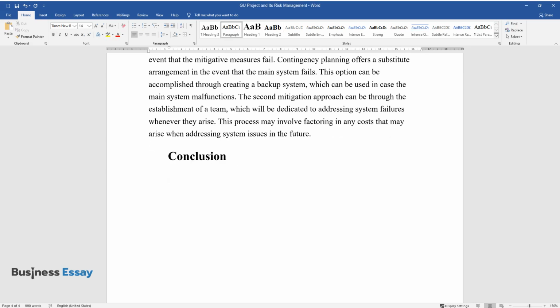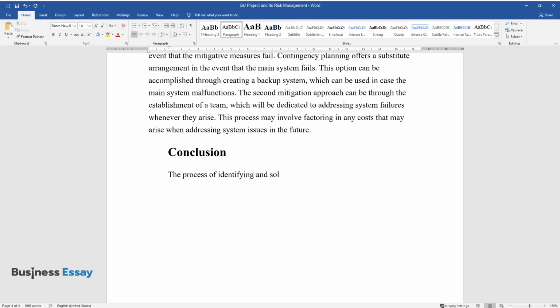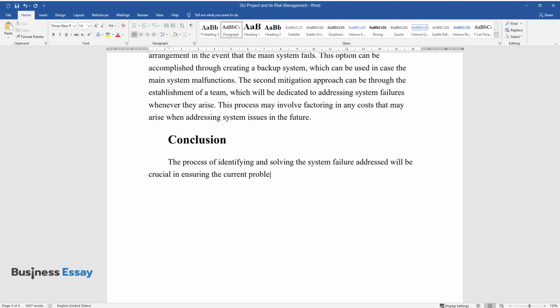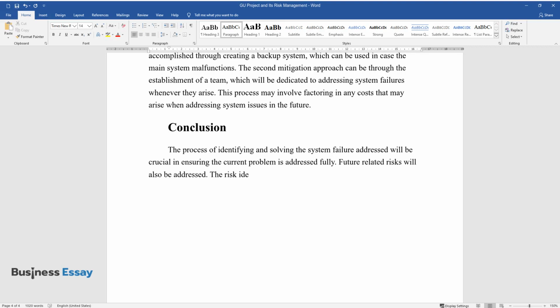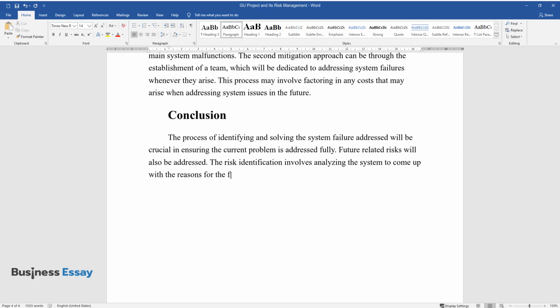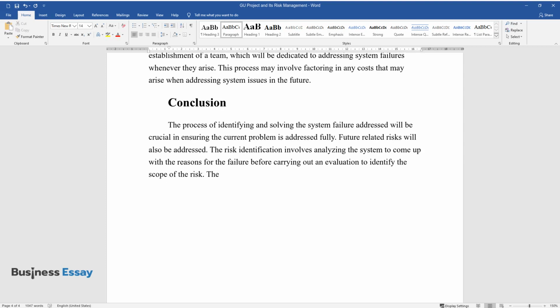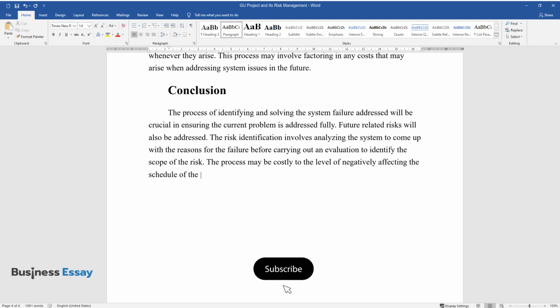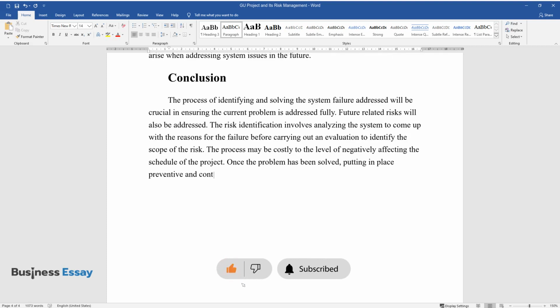Conclusion. The process of identifying and solving the system failure will be crucial in ensuring the current problem is addressed fully. Future-related risks will also be addressed. The risk identification involves analyzing the system to come up with the reasons for the failure before carrying out an evaluation to identify the scope of the risk. The process may be costly to the level of negatively affecting the schedule of the project. Once the problem has been solved, putting in place preventive and contingency plans will ensure that future risks are addressed.